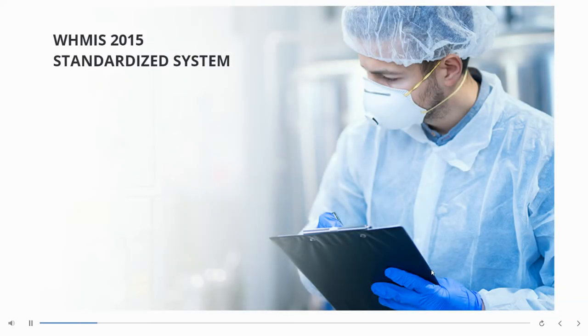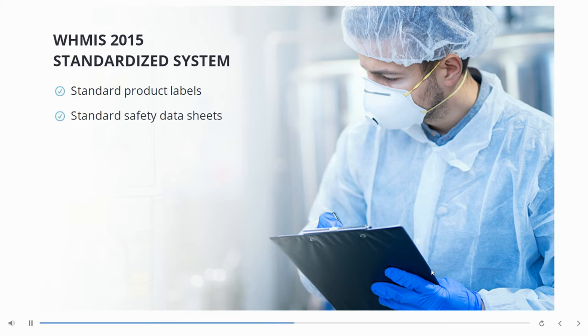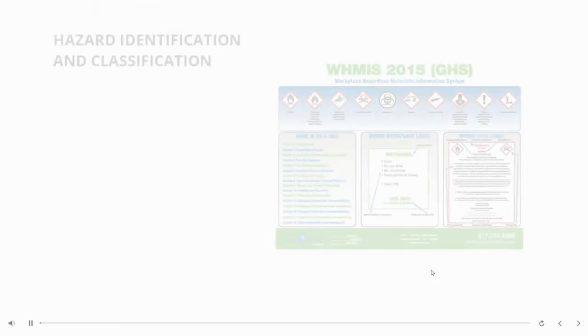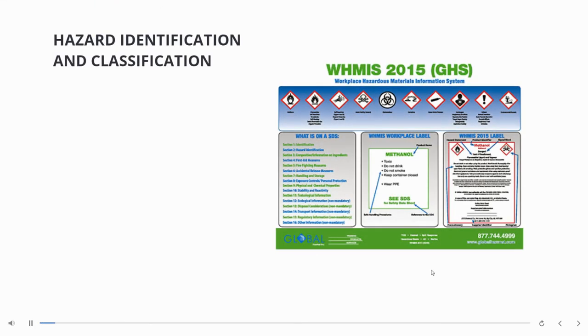WHMIS stipulates standardized requirements for supplier and workplace product labels and for the information supplied on safety data sheets, and WHMIS defines the clear roles and responsibilities of suppliers, employers, and workers, and the education and training requirements for workers. The Global Harmonized System and the Hazardous Products Regulations set out specific hazard classification criteria.